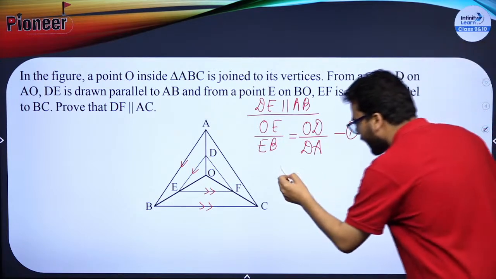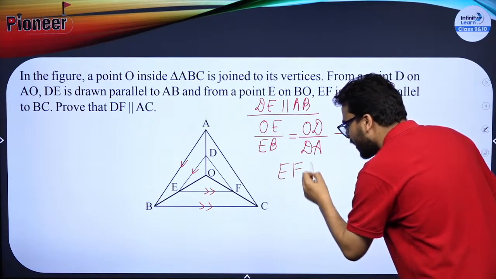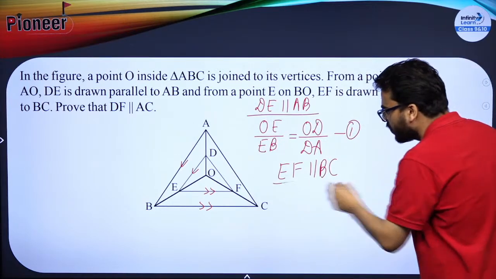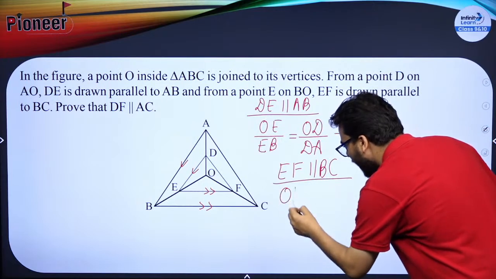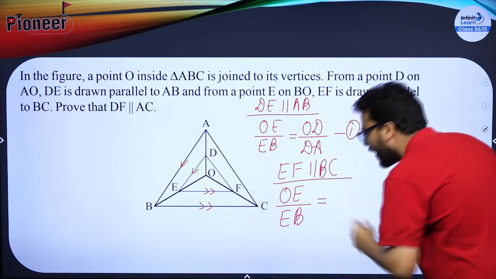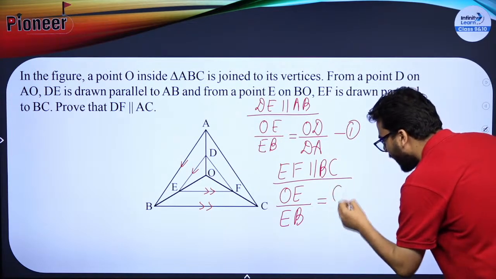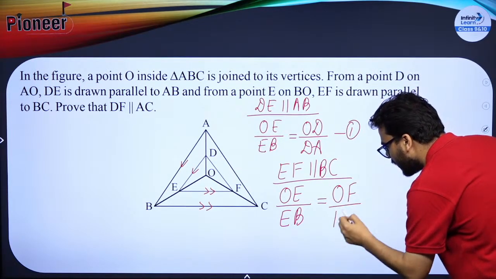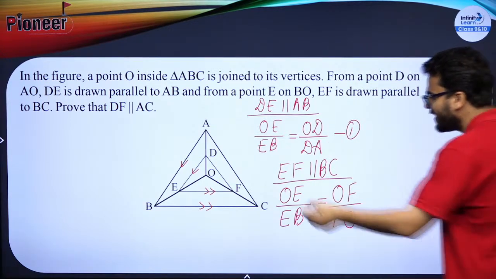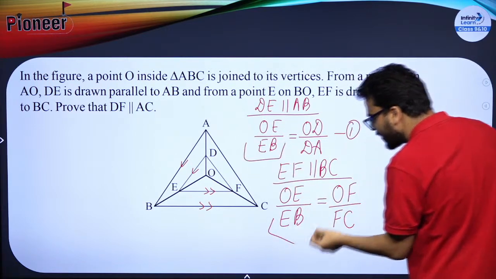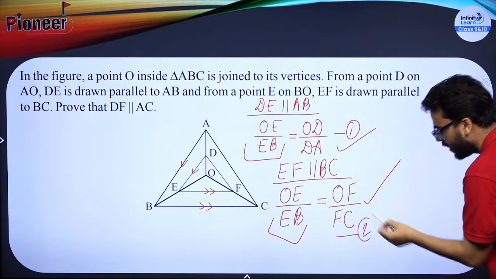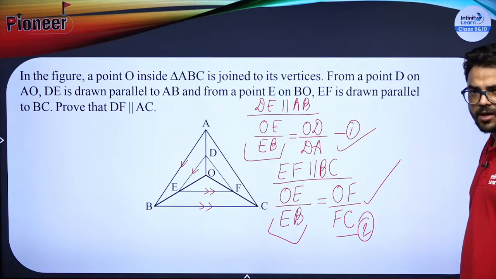Now it is given over here that EF is parallel to BC. So can I say, using the basic proportionality theorem, OE by EB is equal to OF by FC? So this is happening using the basic proportionality theorem. You see the left hand side of these two equations, they are equal. So can I not say that their right hand sides, this is the second equation, will be equal as well?